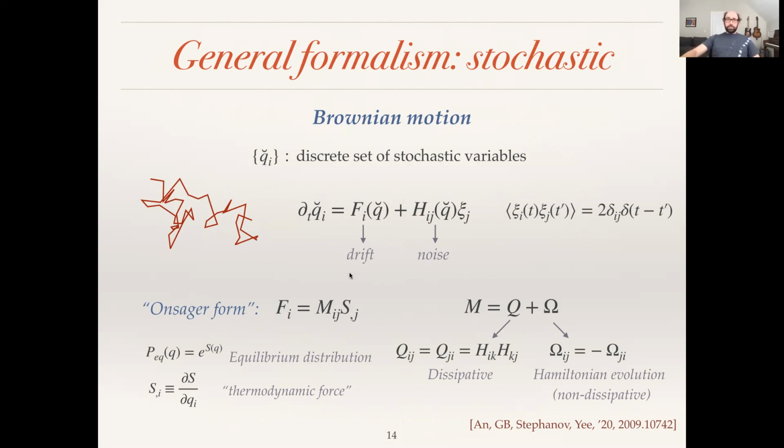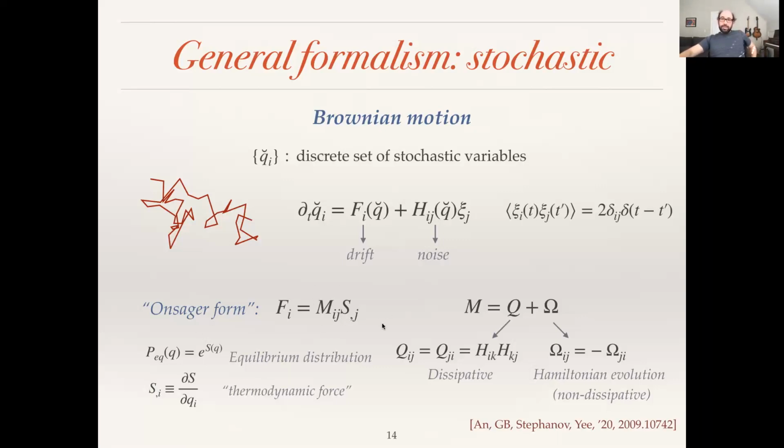Now it's useful to put the drift term into what I call an Onsager form, where it's given by some matrix times a thermodynamic force, which is given by the derivative of entropy with respect to the variables. And for the rest of the talk, I will use this notation where I denote the derivative with respect to q_i as a comma i, this GR-inspired notation, which makes the notation more compact. There's no compactification of space-time or anything. Anyway, so this is our setup now.